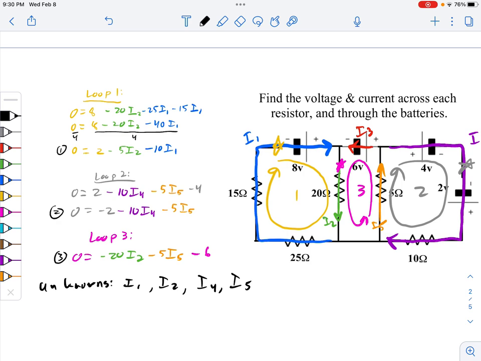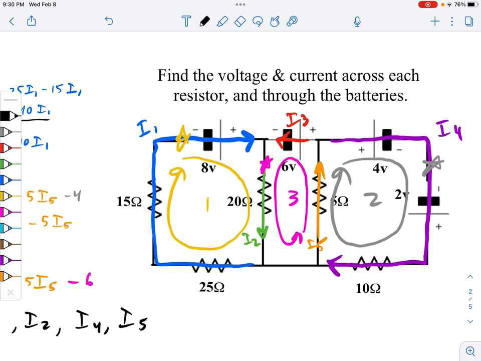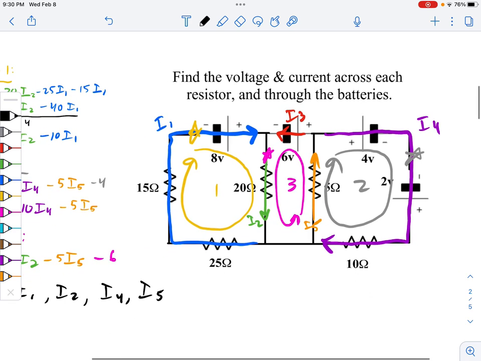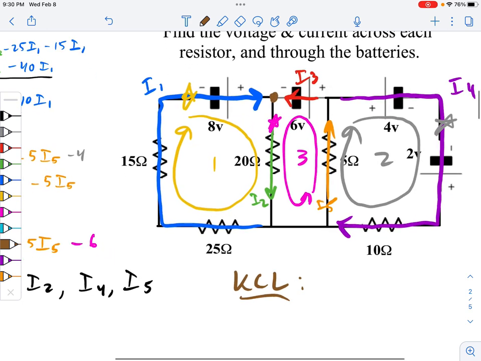I'm out of loops. I could try to do this external loop. Yeah, no, things are already going in opposite directions. That's not going to work. So I go to KCL, Kirchhoff's current law, which means find the junctions where we know the current going in and current coming out. So, there's one. Let's look at that one.